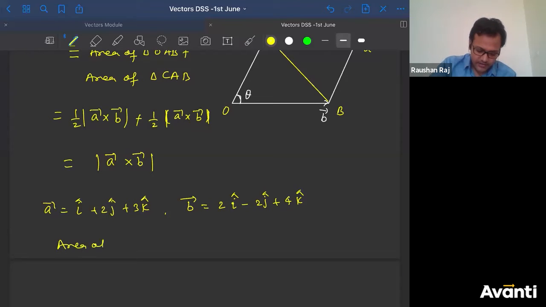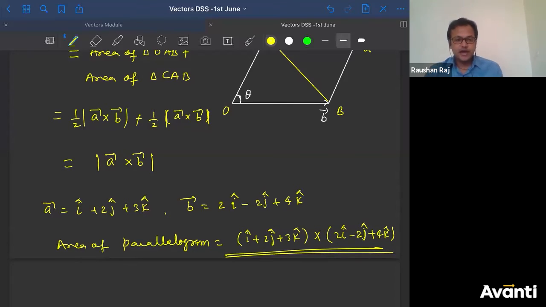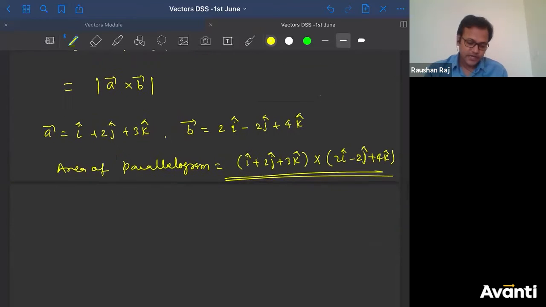The area of the parallelogram will be I cap plus 2j cap plus 3k cap cross 2i cap minus 2j cap plus 4k cap. Find out that cross product, you'll get the answer. After getting the cross product, find out the magnitude. That will be the answer for the area of the parallelogram.